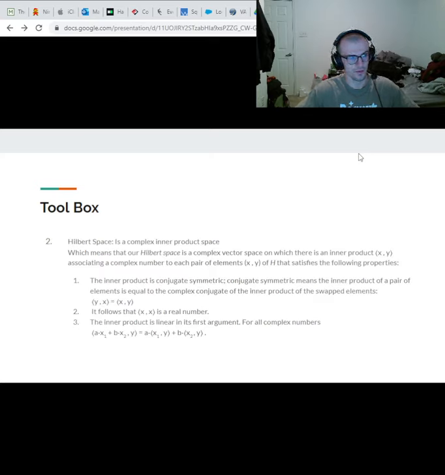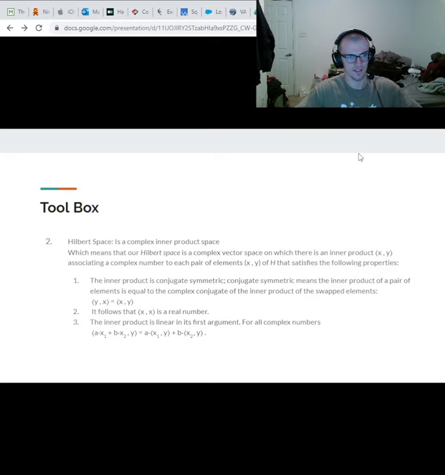Now the next tool would be a Hilbert space. This is a complex inner product space. What that means is it's a complex vector space where there is an inner product that associates complex numbers to each pair of elements, such that it satisfies three important properties.